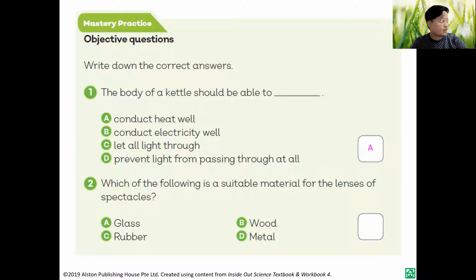Number 2, which of the following is a suitable material for the lenses of spectacles? A, glass; B, wood; C, rubber; D, metal. So the answer is letter A again. You have seen it already. Why? You need glass, which is an example of a transparent object, so you will be able to see what is on the other side of the glass. That's very important.